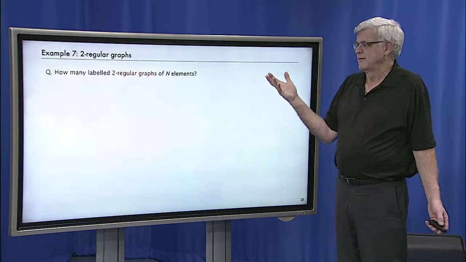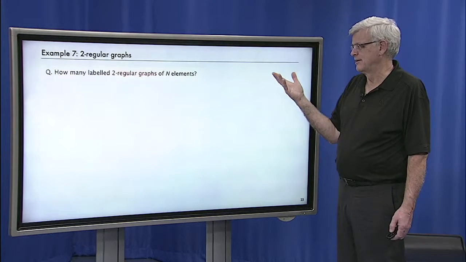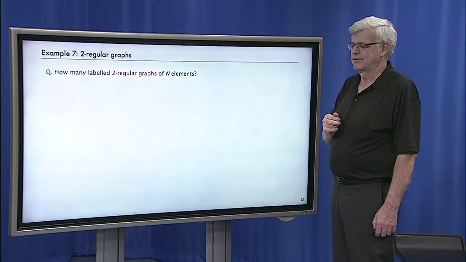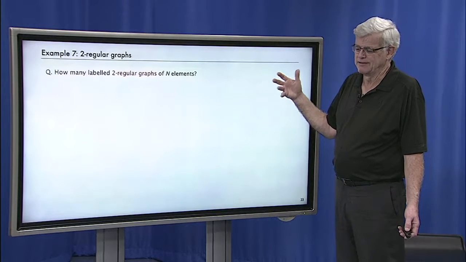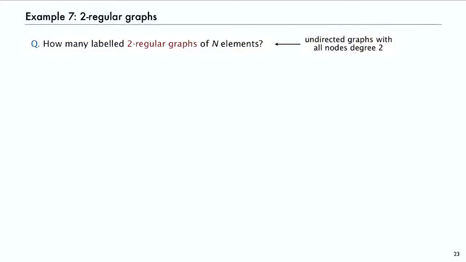Let's look at a much more complicated problem to deal with. This is called the two regular graphs. It's actually not at all more complicated through analytic combinatorics. So these are undirected graphs where all the nodes are degree 2. So every node of degree 2 essentially means it has to be a little circle.